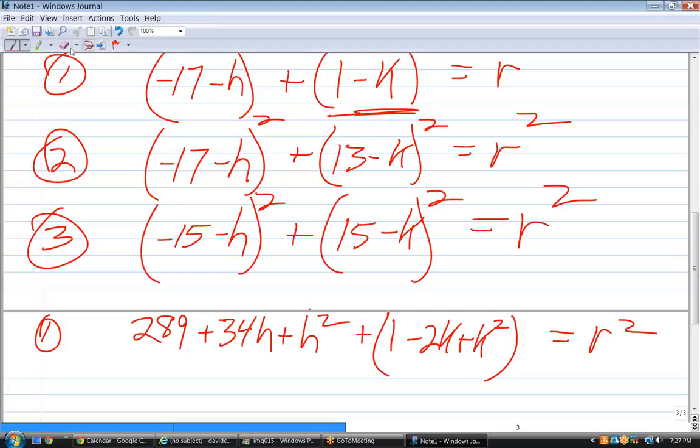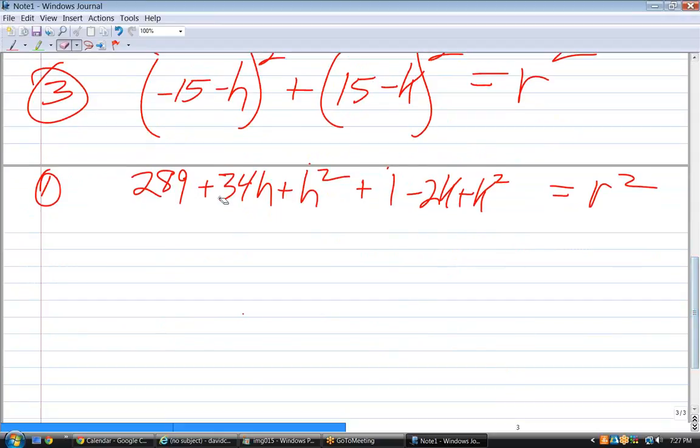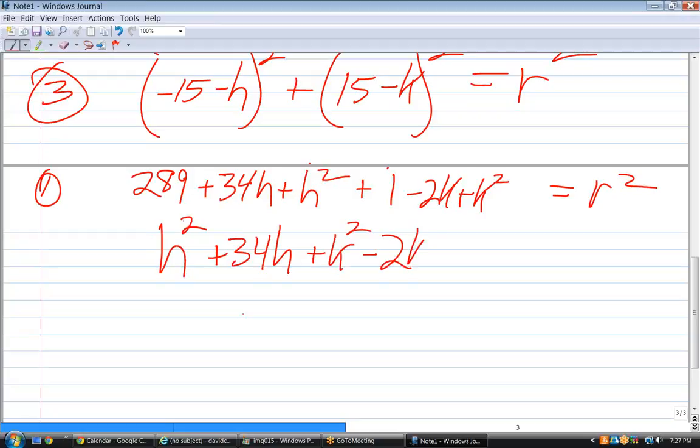Okay, let me remove the parentheses. Don't need them. And combine everything. So equation 1 becomes h squared plus 34h plus k squared minus 2k, and the numbers are plus 290 equals r squared. That's equation 1.